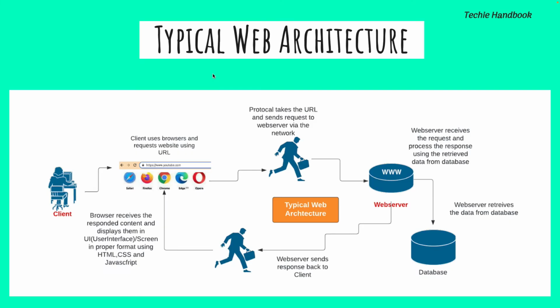Here I made a simple web architecture diagram. Look at the starting point of the diagram: the client. The client is the starting point of any web architecture. The client always sends a request. The client uses a browser and requests a website using a URL. Once the request is initiated from the client side, the protocol takes the URL and sends the request to the web server.